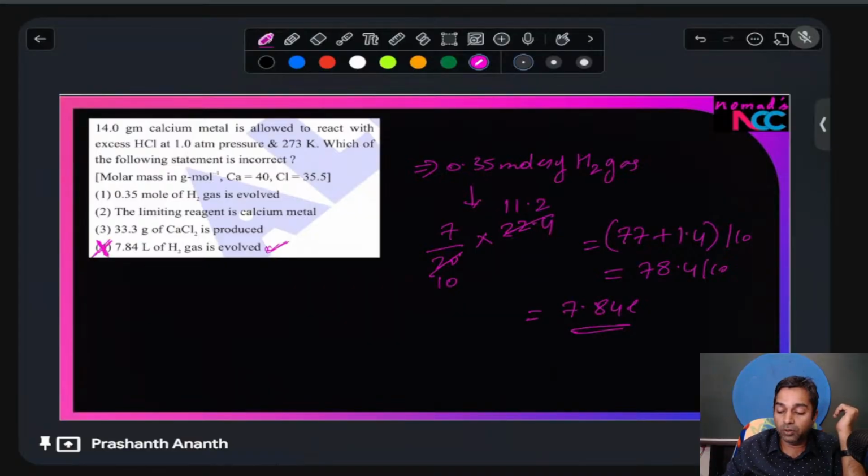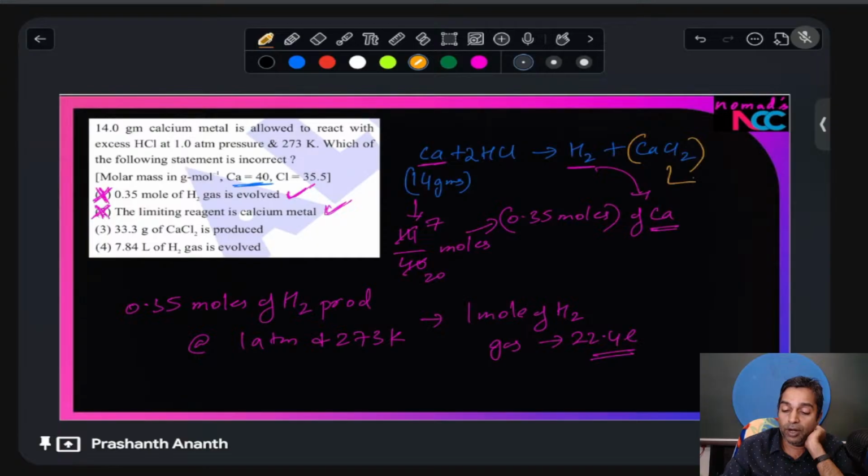So now let's have a quick look. We have already eliminated 3 of the options. So this is also wrong. This is also wrong. So the answer should be option C. Let's just confirm it once over here. 33.3 grams of calcium chloride is produced. So the amount of calcium chloride produced should also be 0.35 moles.